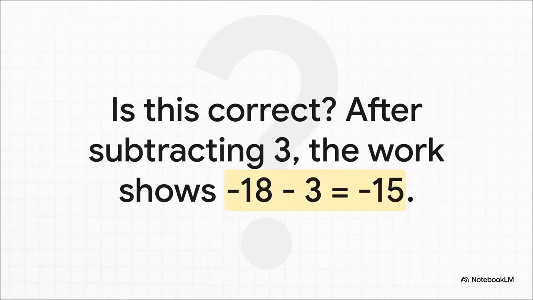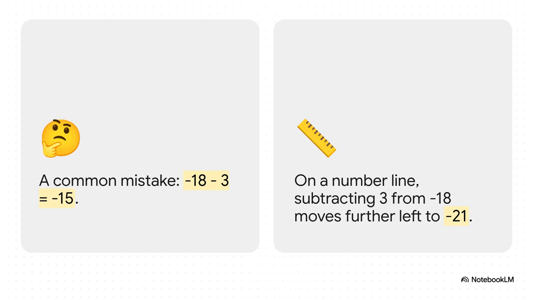Next up is a total classic, integer arithmetic. It seems so simple, but man, it catches so many people. So after subtracting 3 from both sides, the work here says that negative 18 minus 3 is negative 15. Is that right? Nope, not even close. This is a classic mix-up with negative numbers.